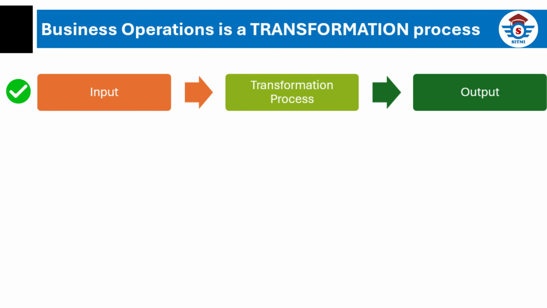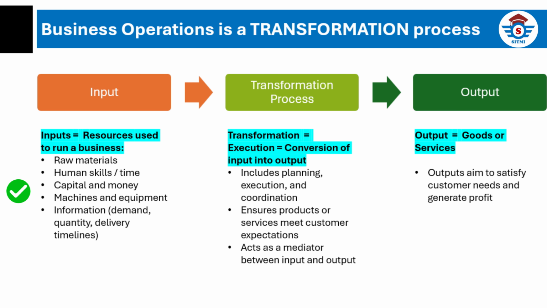Now let's talk about the basics of how business operations work. In any business, there are inputs that go through a transformation process and finally become outputs. Inputs can be raw materials, human skills, human time and effort, capital, machines, or even information. For example, information like customer demand, quantity required, delivery time is an important input.